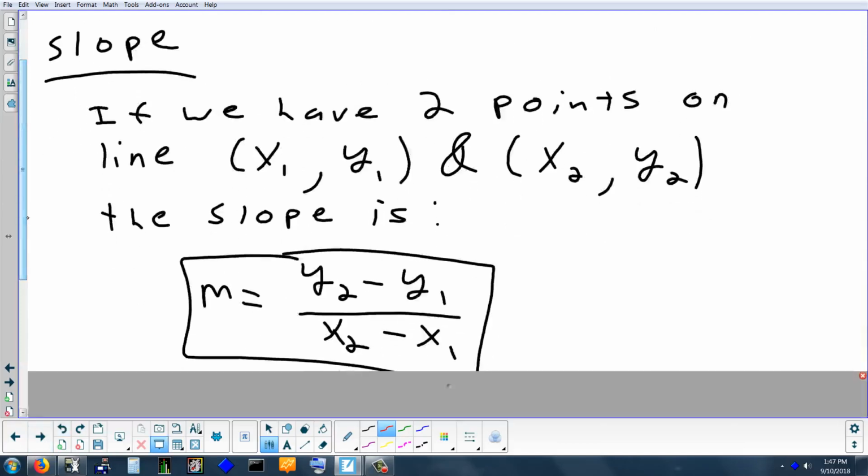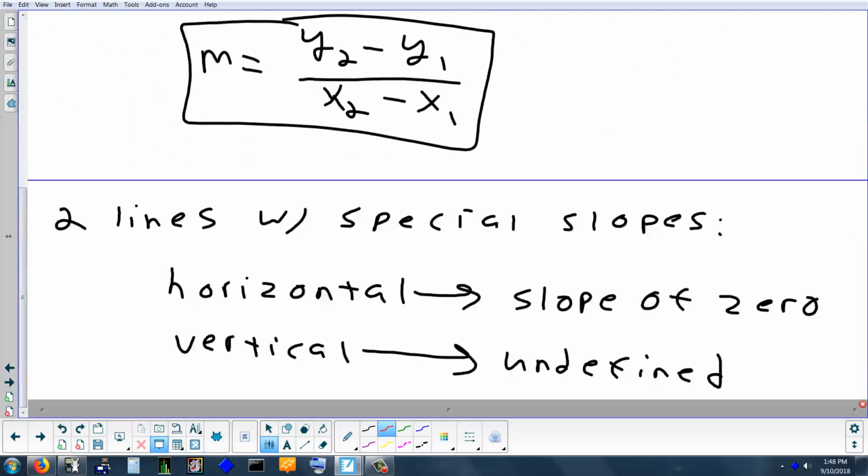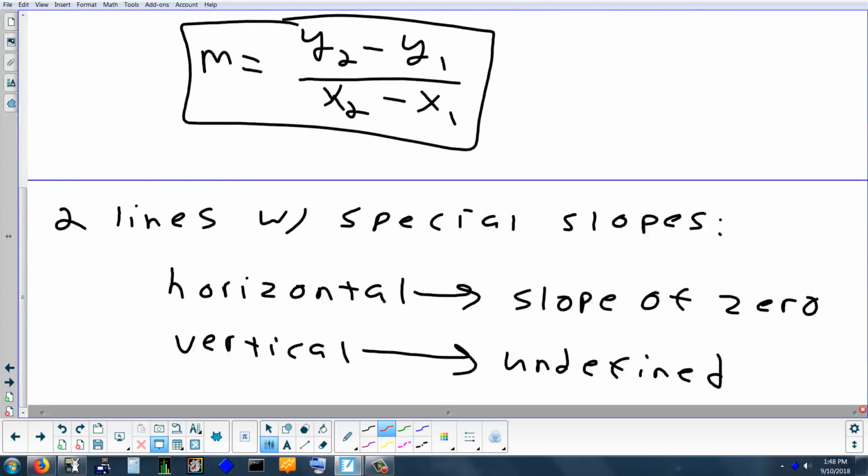So slope, okay, formula for slope is rise over run, and it's up right there. So to find rise over run, subtract your y values, and then divide it by and subtract your x values in the same order. Okay, so I'm sure you guys have calculated slope before. There's two special slopes. If you have a horizontal line, that has a slope of 0. If you have a vertical line, that's an undefined slope. So those are the only two special cases with slope. Everything else is on an angle.